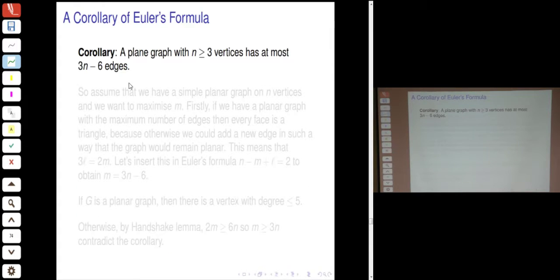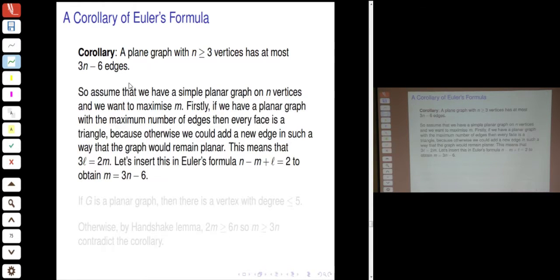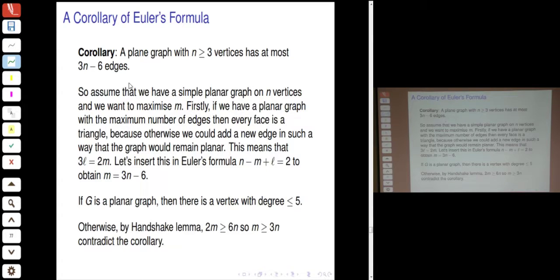Now, we need Euler's formula. We don't need the full thing. We need Euler's formula to get this: if G is a planar graph, then there's a vertex with degree less than or equal to 5. If you believe this, you don't need Euler's formula, but we need Euler's formula to show it. So let me fill out the steps. First, from Euler's formula, we get a property about planar graphs.